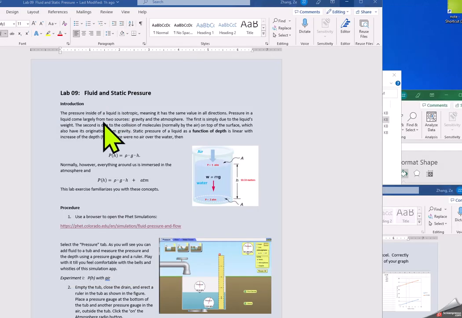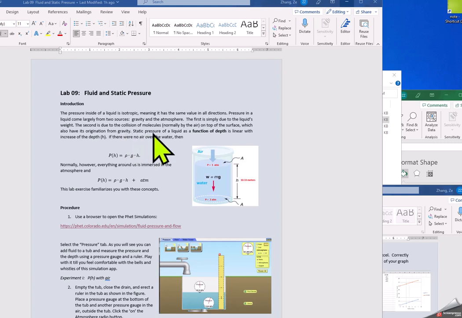Now, the pressure inside the liquid is isotropic, meaning it has the same value in all directions. Pressure in a liquid comes largely from two sources, as I said, gravity and the atmosphere. The first is simply due to the liquid's weight. And the second is due to the collision of molecules on the air at the surface, which also has its origin in gravity. So there are two parts.